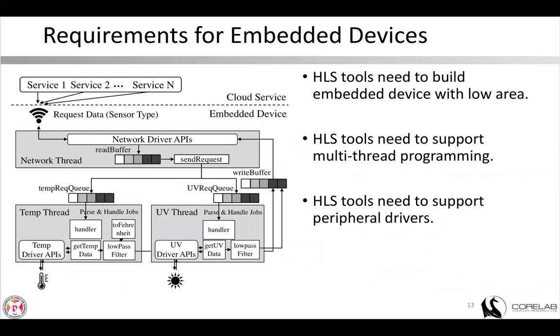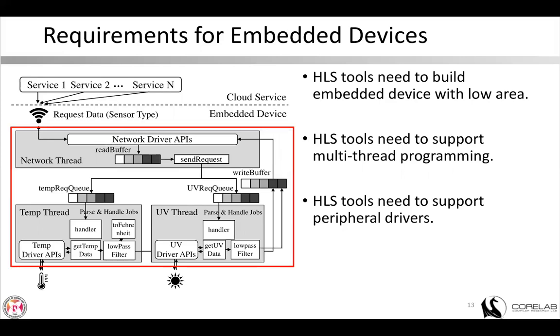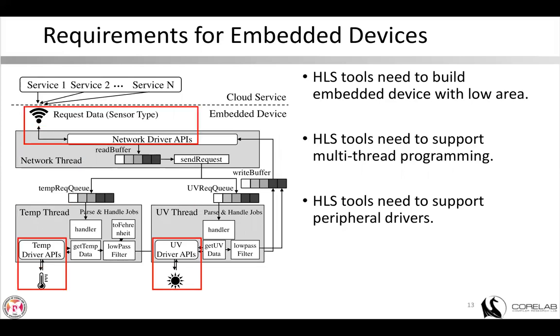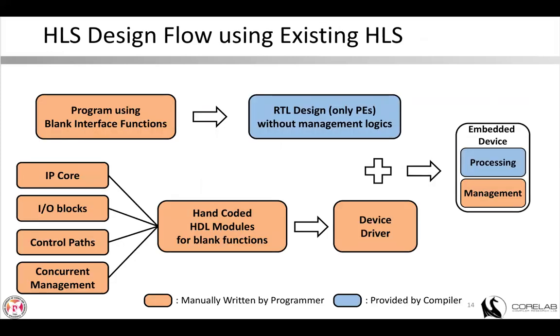But in order to use HLS to build a processor for embedded devices, there are functions that the HLS must have. First, HLS tools should build embedded devices with very low area. Second, HLS tools should support multi-thread programming. Third, HLS tools should support peripheral drivers. But existing HLS tools do not satisfy this.